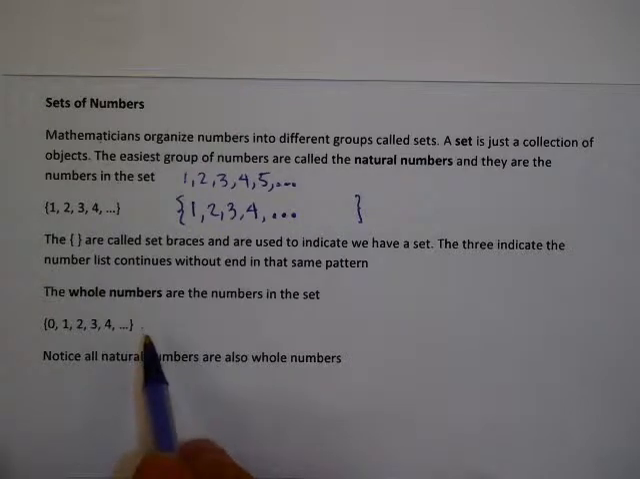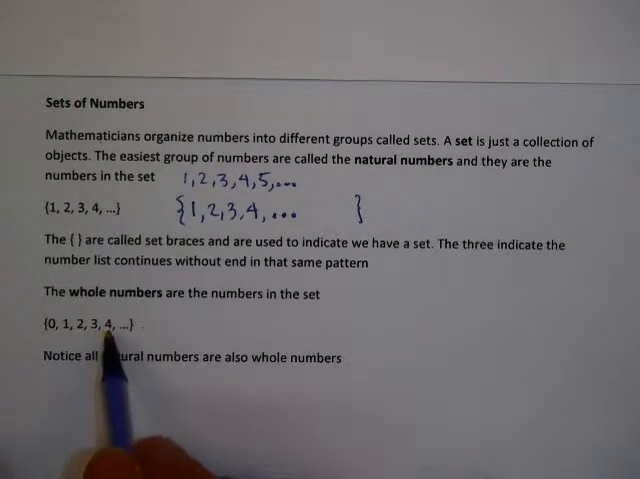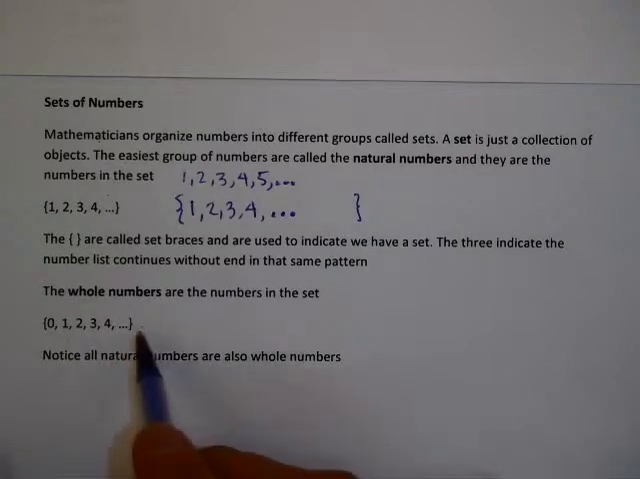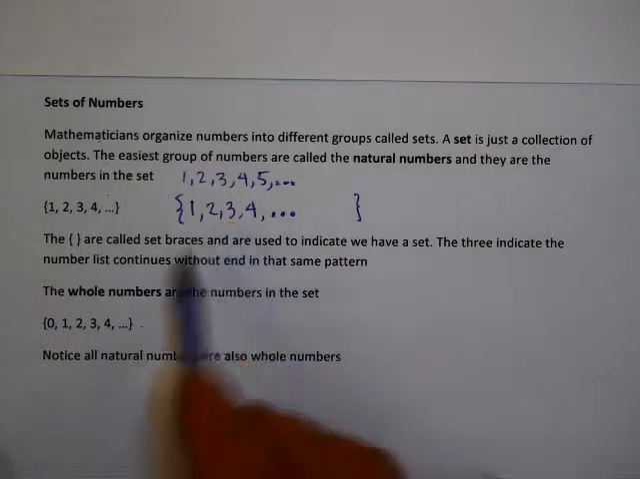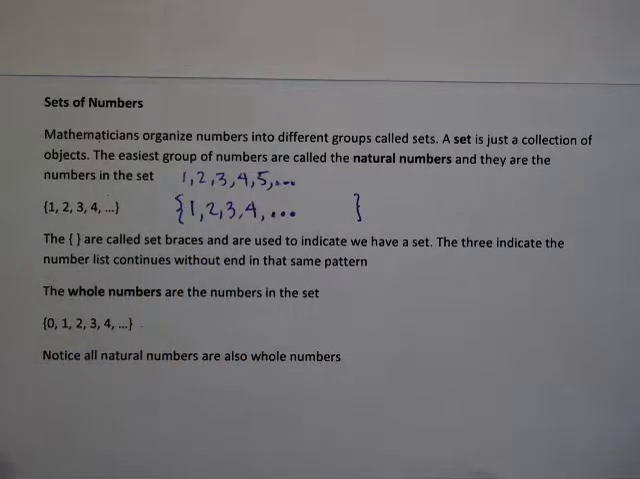Another set of numbers are called the whole numbers. The whole numbers are nothing more than the numbers 0, 1, 2, 3, 4, and so on. You'll notice that the whole numbers are very similar to the natural numbers. The only difference is that the whole numbers have the item 0 in them, while the natural numbers do not.